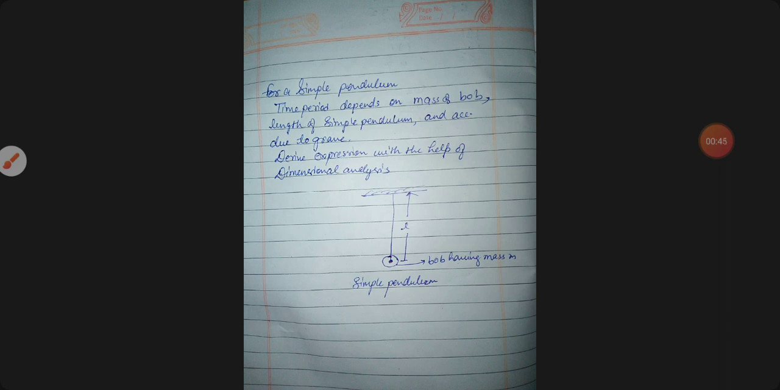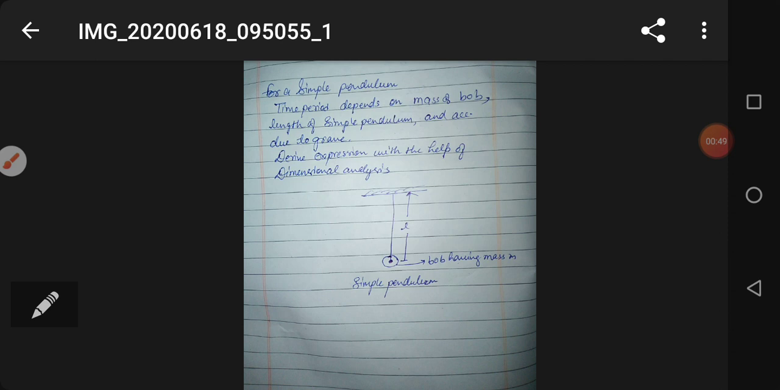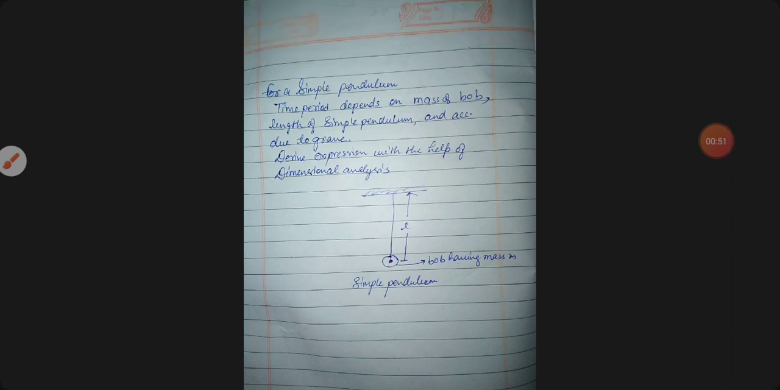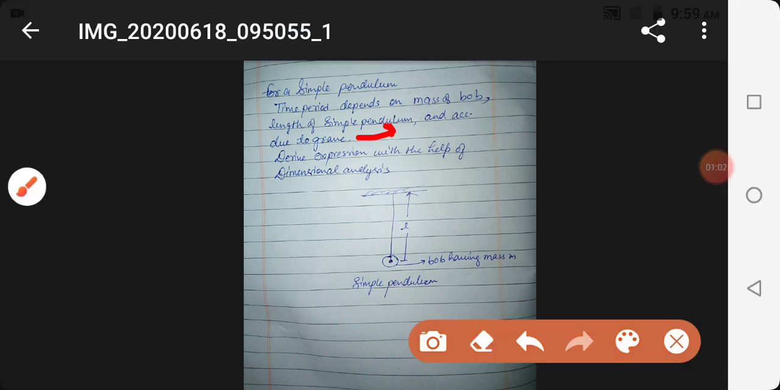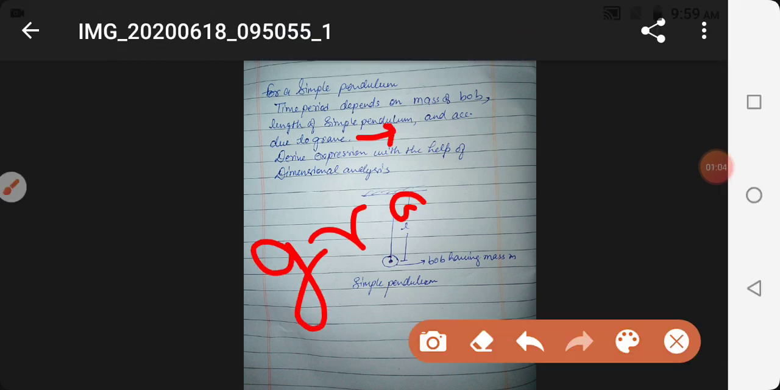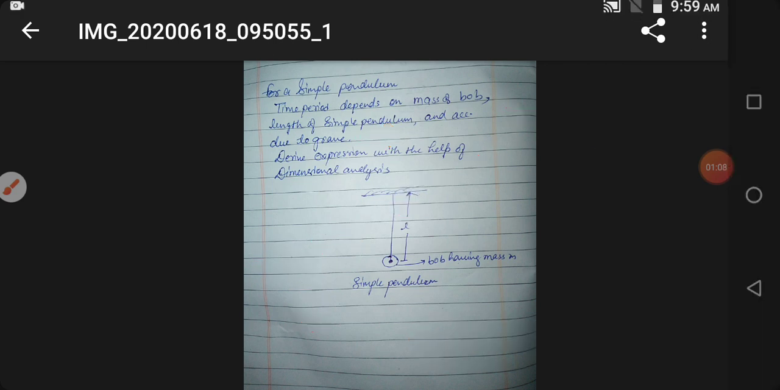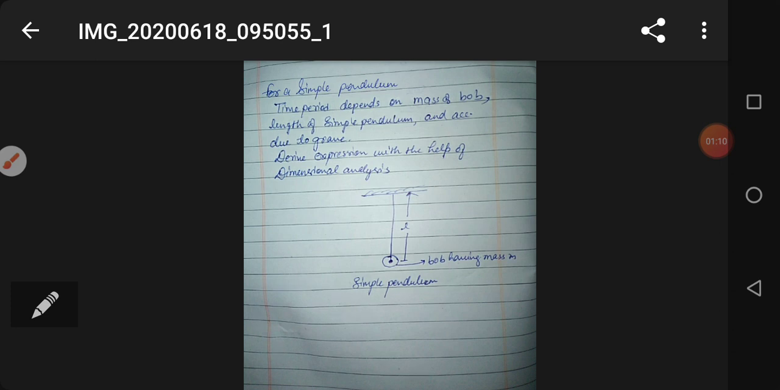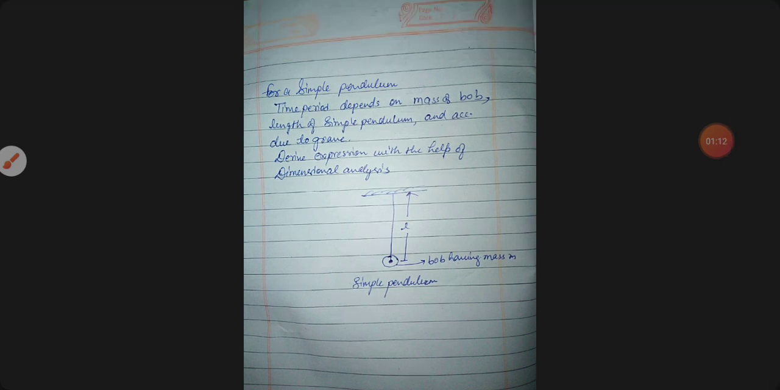It is given here: for a simple pendulum, the time period depends on the mass of the bob, the length of the simple pendulum, and the acceleration due to gravity. It is not written here, but you can write gravity in this place. Derive the expression with the help of dimensional analysis.